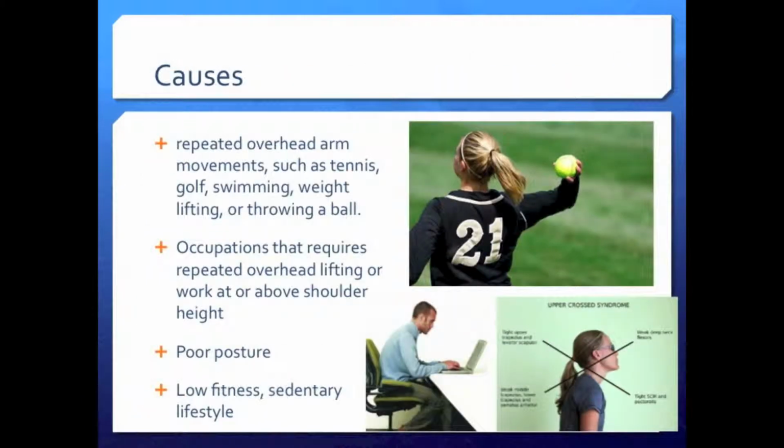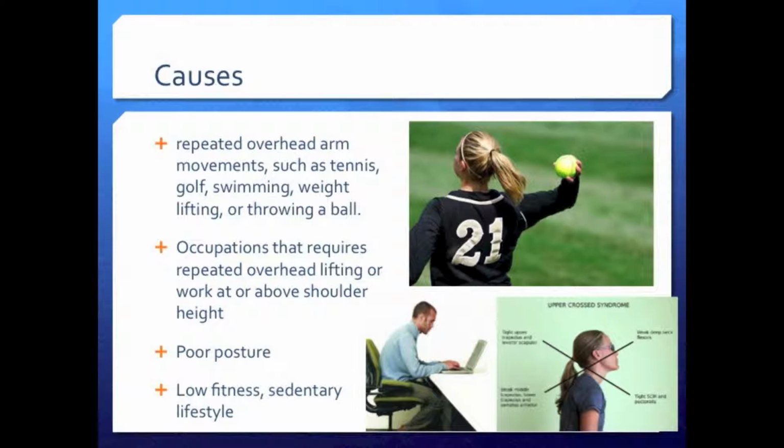The causes are generally pretty straightforward, and we've gone over them already. Any repeated overhead arm movements, such as painting, hanging pictures, tennis, baseball, swimming, can all eventually lead to shoulder impingement if there are any issues there.